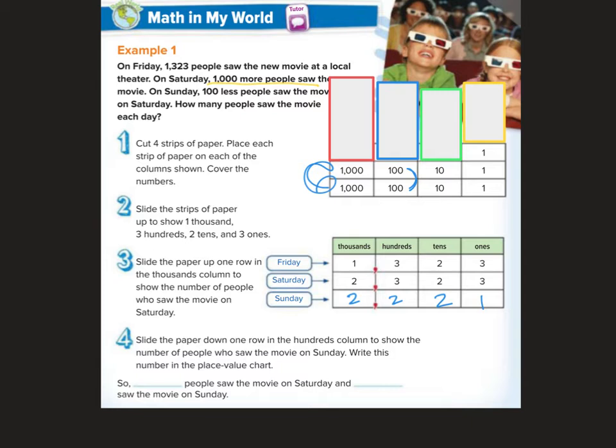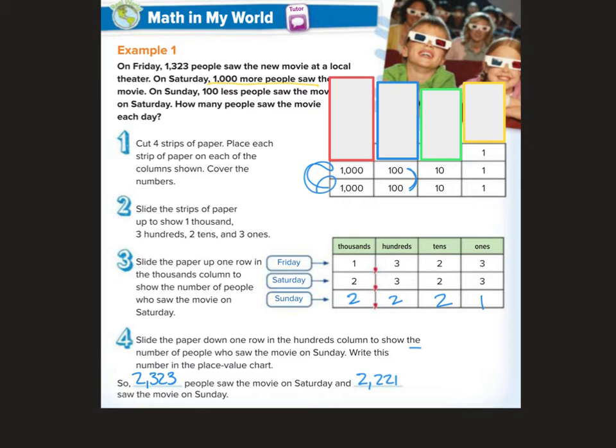Okay, step 4, slide the paper down 1 row in the hundreds column to show the number of people who saw the movie on Sunday. We did that. Write this number in the place value chart. Did that. So that means blank people saw the movie on Saturday. 2,323 people saw the movie on Saturday. And 2,221 people saw the movie on Sunday.